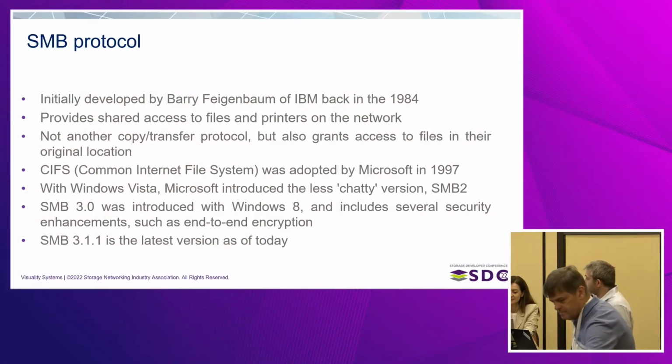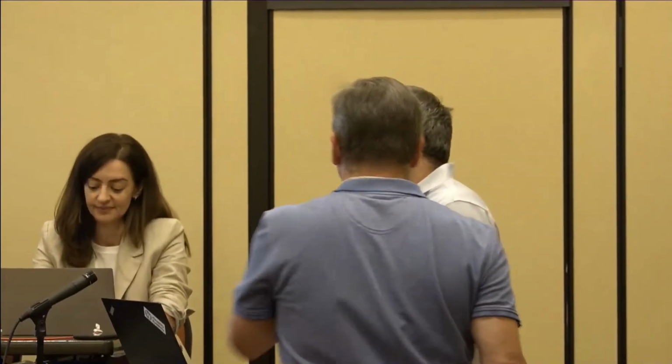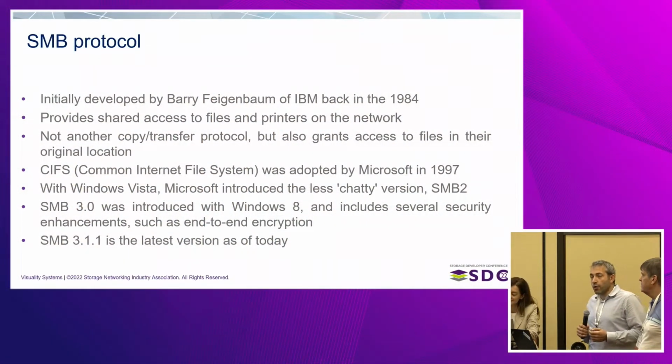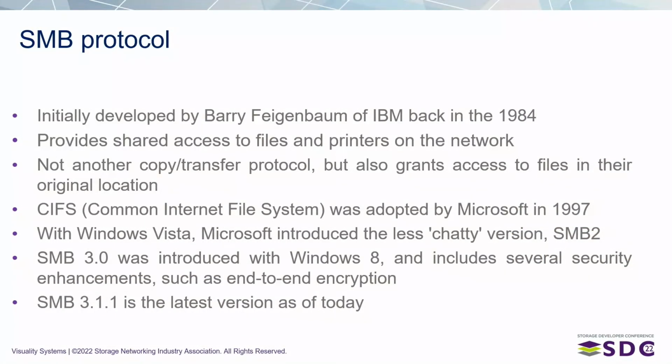So a bit about the SMB protocol. It was initially developed by Barry Feigenbaum from IBM in the 80s. It provides shared access to files and printers on the network. Unlike other network protocols like HTTP and FTP, we're not talking about just transferring or copying a file. It's also giving access to the server itself. In the 90s, Microsoft basically took over the protocol, rebranded it and called it CIFS, Common Internet File System. And ever since then, the SMB protocol has been part of all the Microsoft OSs until today.